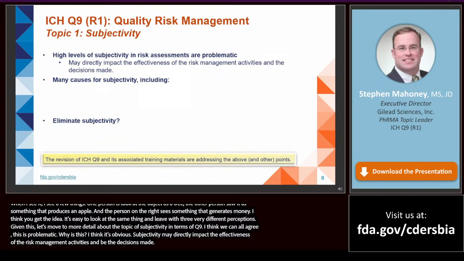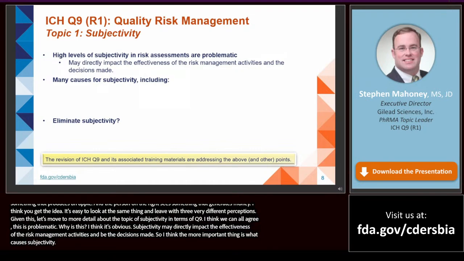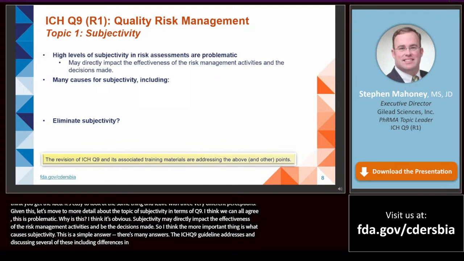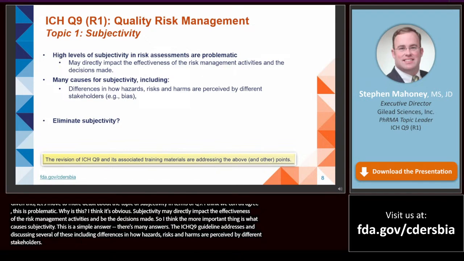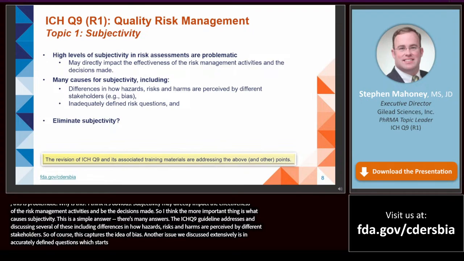So I think the more important question really is, what causes subjectivity? Again, of course, this isn't a simple answer, and there's many, many factors. The ICH Q9 guideline addresses and discusses several of these, including differences in how hazards, risks, and harms are perceived by different stakeholders. This, of course, captures the ideas of biases. Another issue we've discussed extensively with the expert working group is inadequately defined risk questions, which really starts the process off in the wrong direction. And three, another example is the risk scoring methods that some risk assessments use.